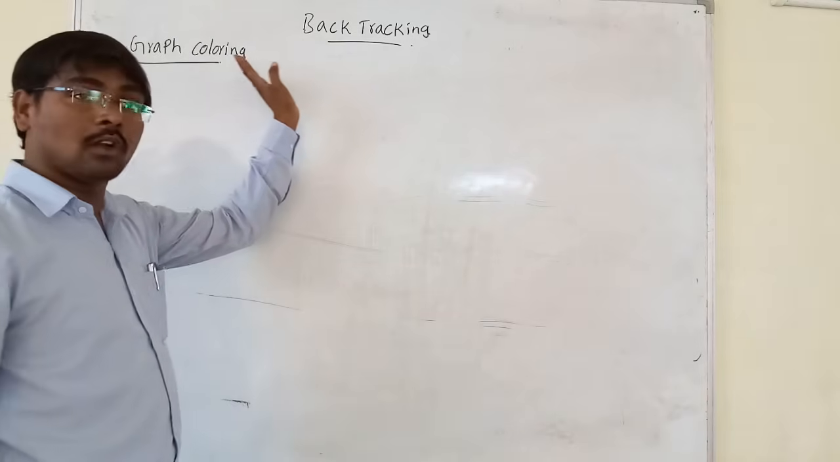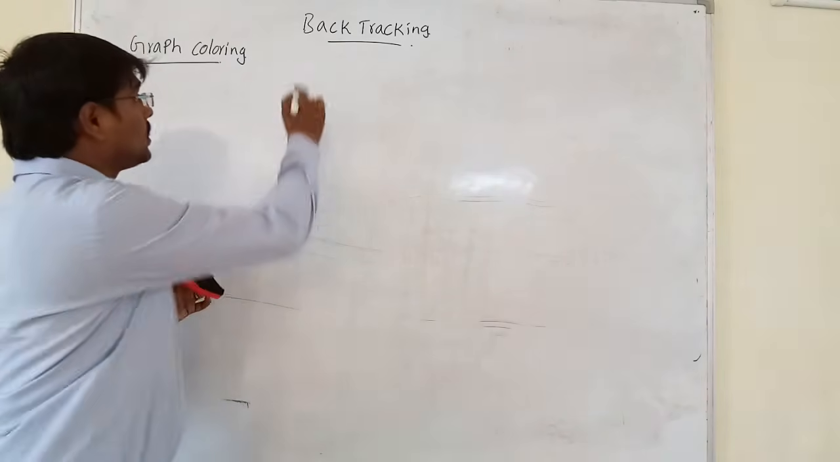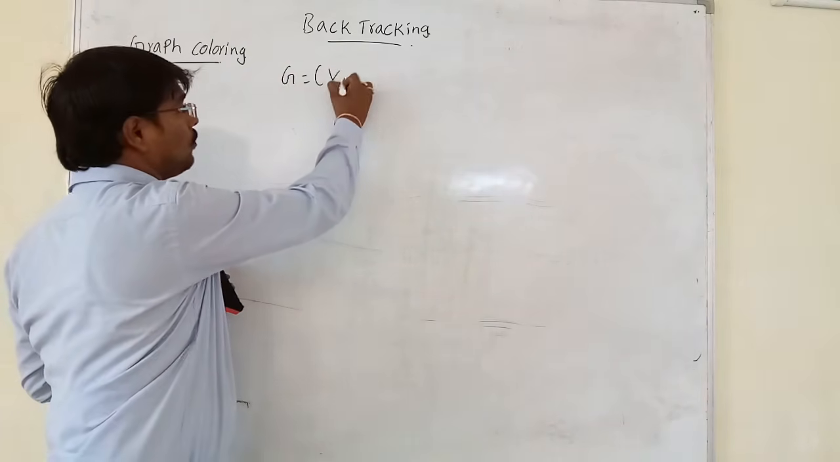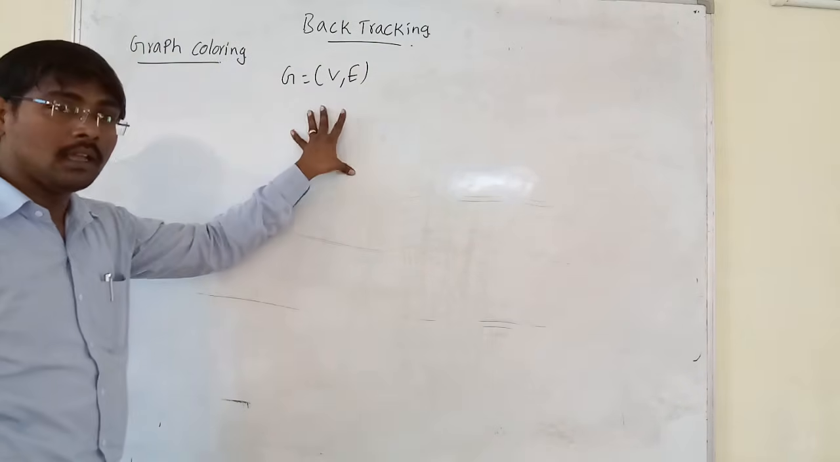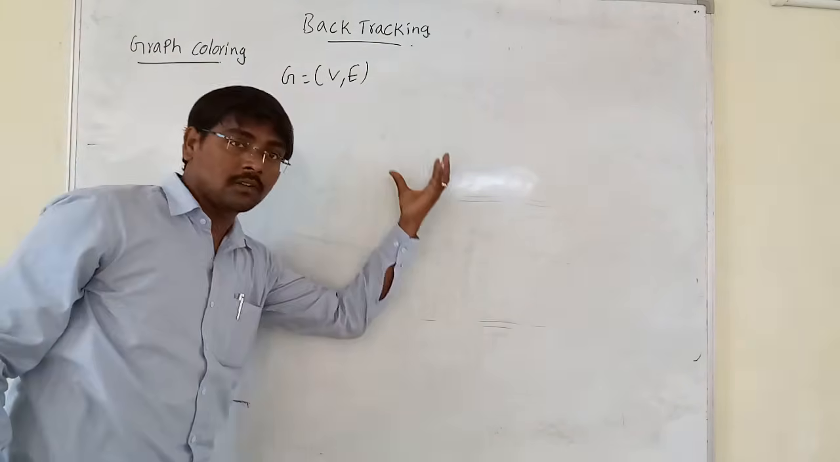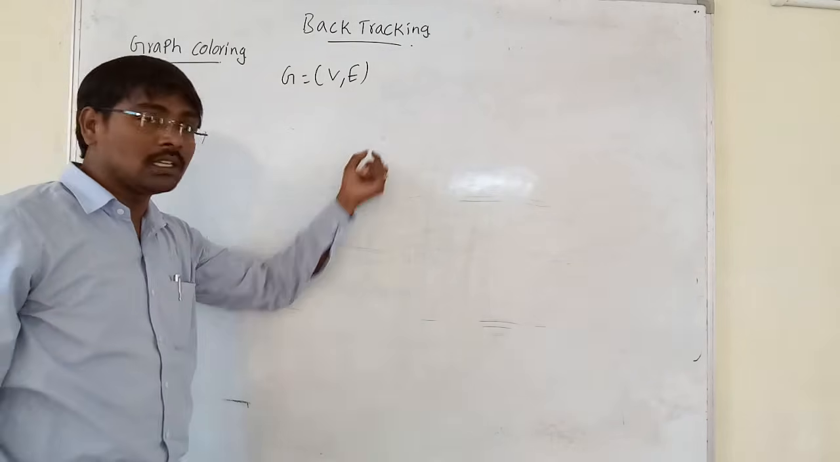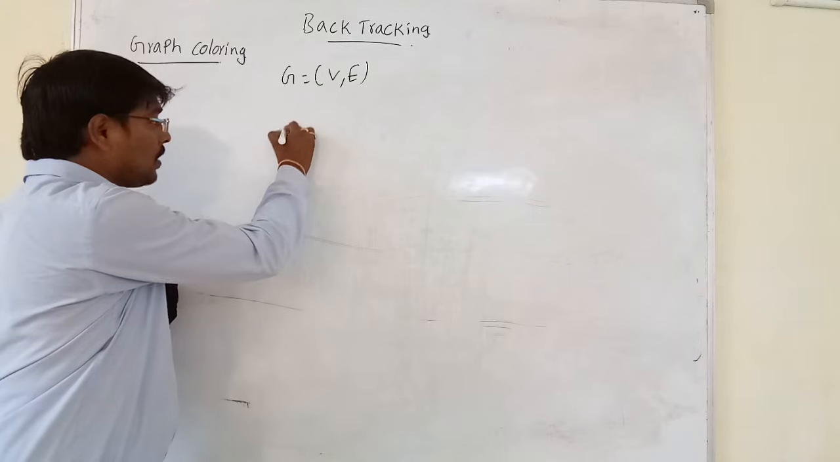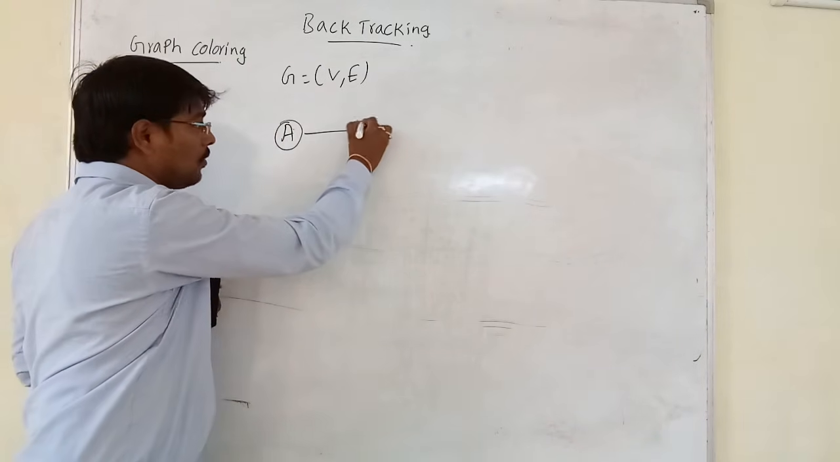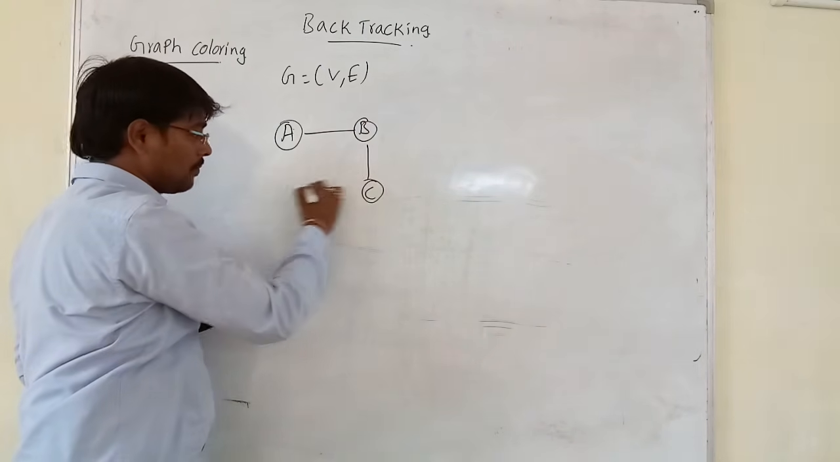Hi friends, today's topic is graph coloring. Consider a graph G equals (V, E). Graph coloring means coloring each and every vertex of the given graph such that no two adjacent vertices have the same color. For example, consider a graph ABCD.